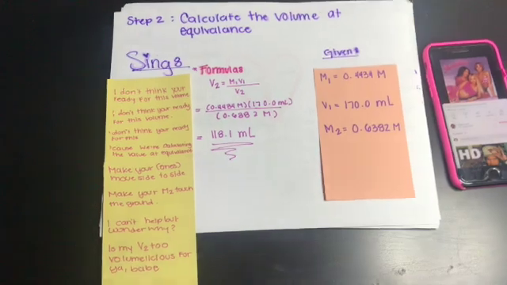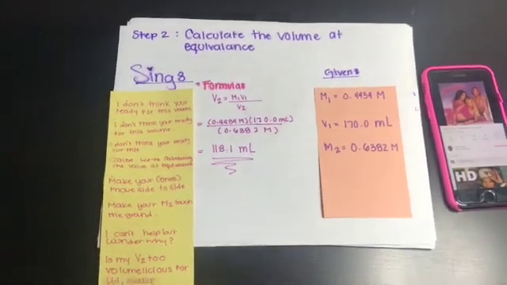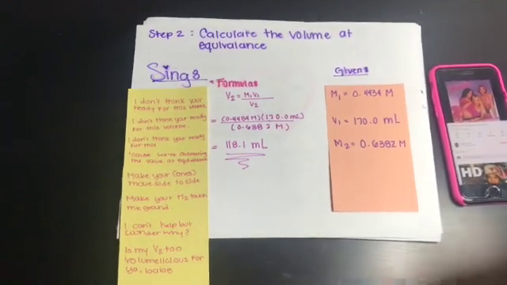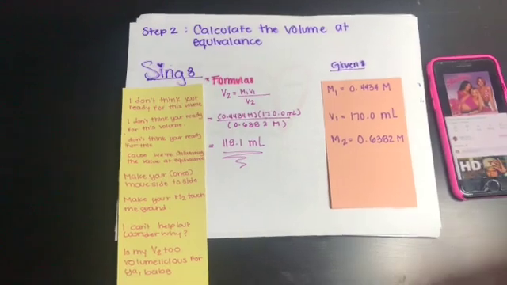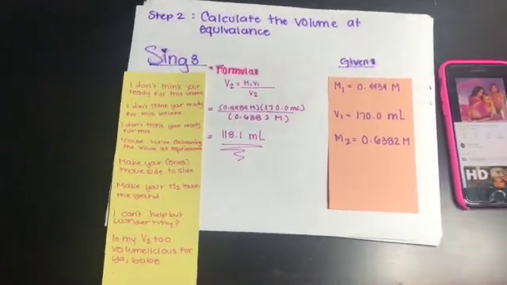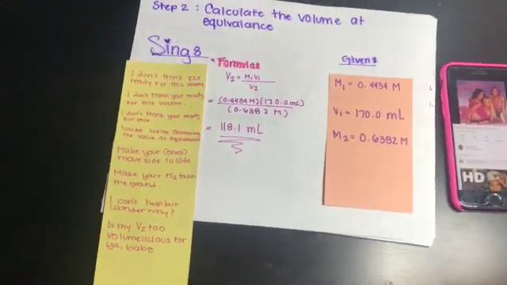I don't think you're ready for this volume. I don't think you're ready for this, cause we're calculating the volume at equivalence. Make your ones move side to side. Make your M2 touch the ground. I can't help but wonder why. Is my B2 too voluminous for you, babe?